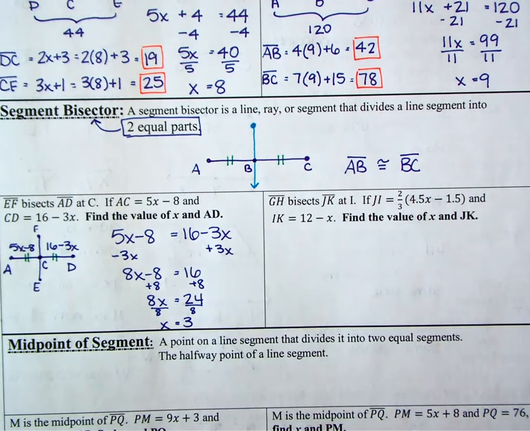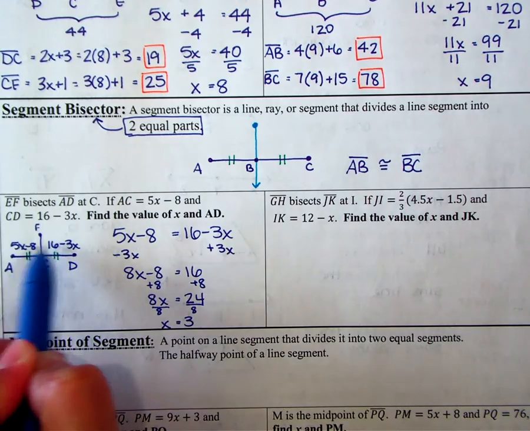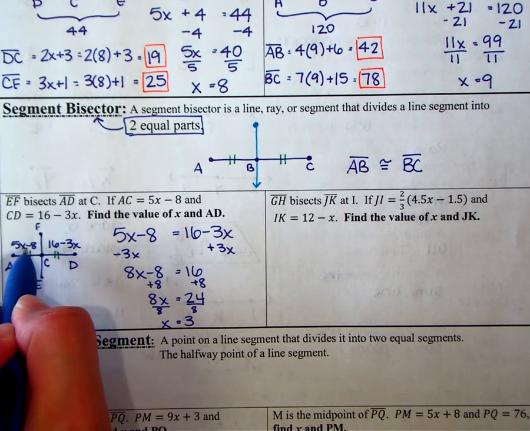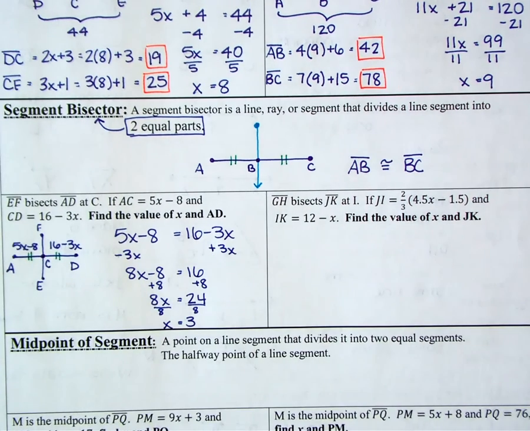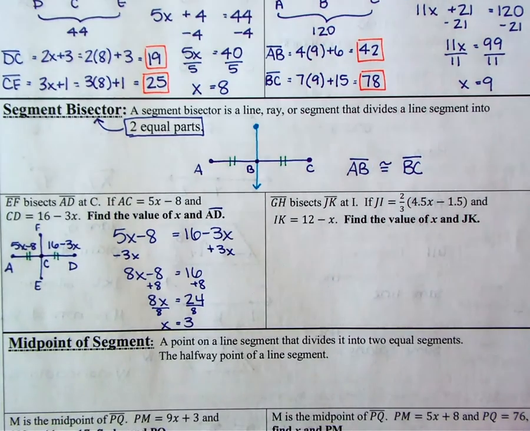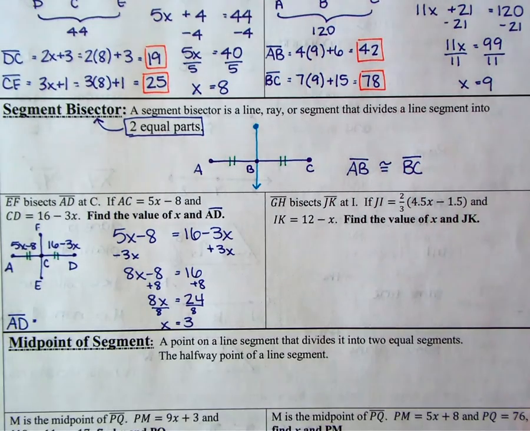To finish solving it, we would have to plug that x value into both of these and add them together. We could just find one side, knowing that the other side is equal, and add them together. Either way, you know how to plug it in and solve for AD, so I'm going to skip that in the video. I'm just not going to write it out, but I'll talk you through it.